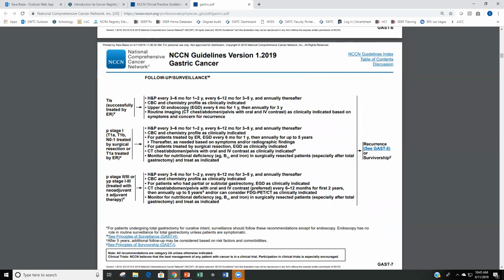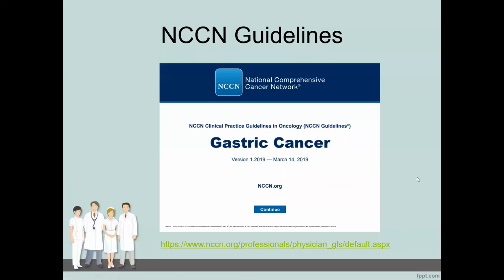So that's just a quick review, once again, of the NCCN guidelines, just to get you to understand a little bit more what the standard of care is for a certain cancer, and how the physicians decide what treatment is appropriate for the patient.